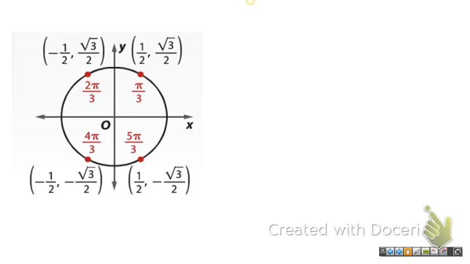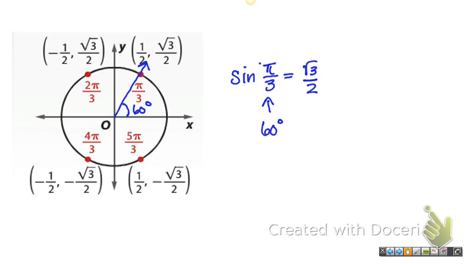So how did I know that these were the angles where the sine was equal to root 3 over 2? You fundamentally have to know that the sine of 60 degrees or pi over 3 is equal to root 3 over 2. If you know that, then you'll know that 60 degrees is your reference angle. So you either have a 60 degree angle in the first quadrant, or a 60 degree reference angle in the second quadrant, or in the third quadrant, or in the fourth quadrant. And that's how I came up with all of those angles.